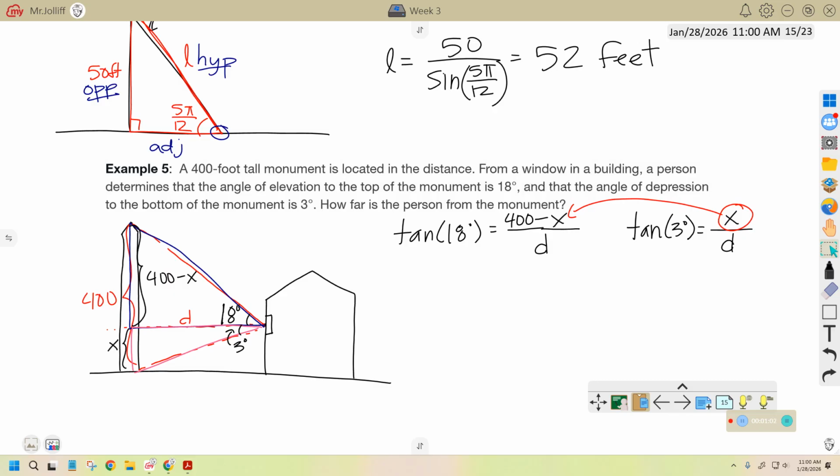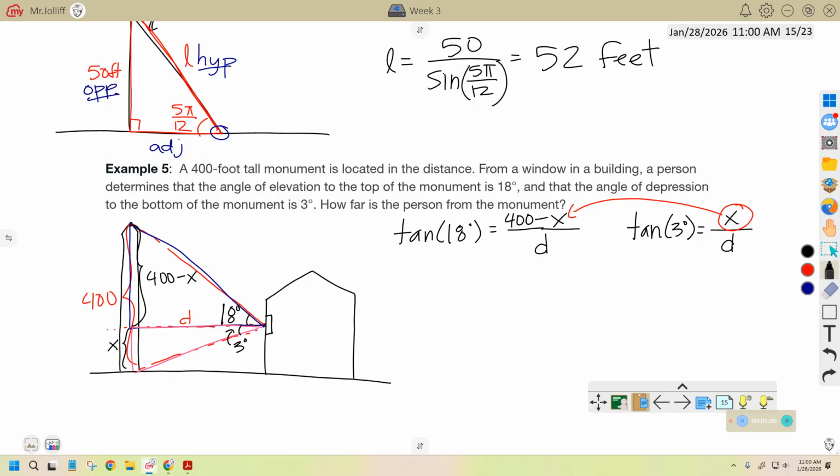So for the top triangle, where this distance is 400 minus x, we had tangent of 18 is 400 minus x over d. For the bottom triangle, we had tangent of 3 is x over d. And ultimately, I want d. So I'm going to take the second tangent function and solve it for x. And then I'm going to substitute it into the first fraction.